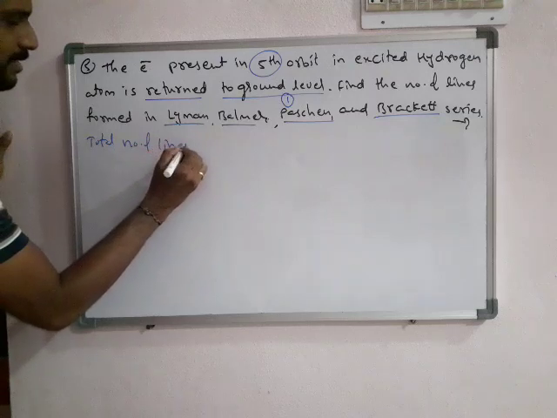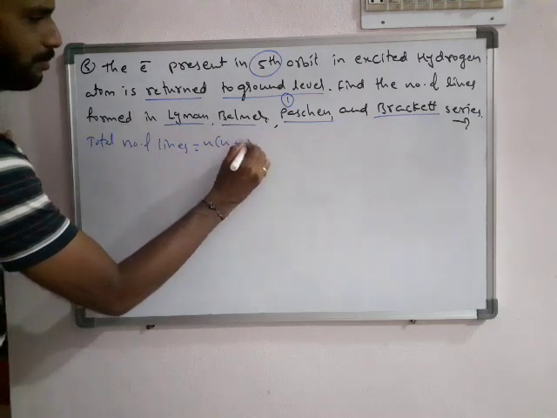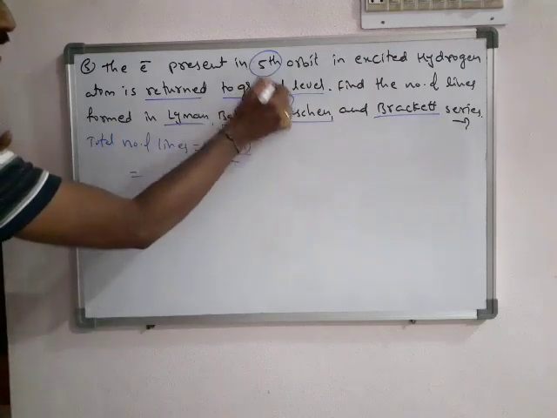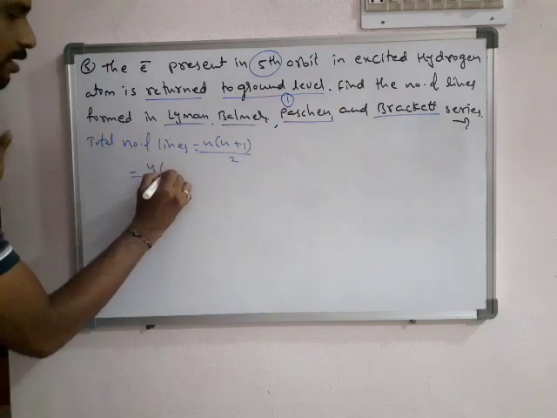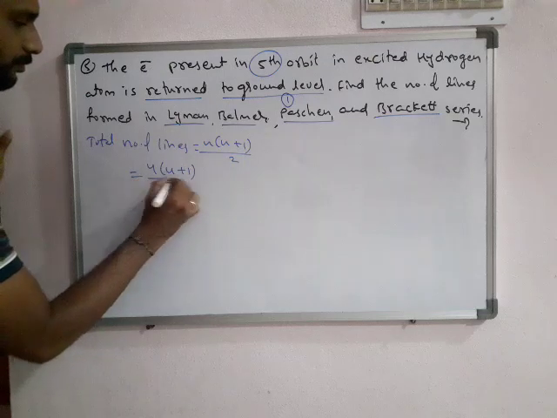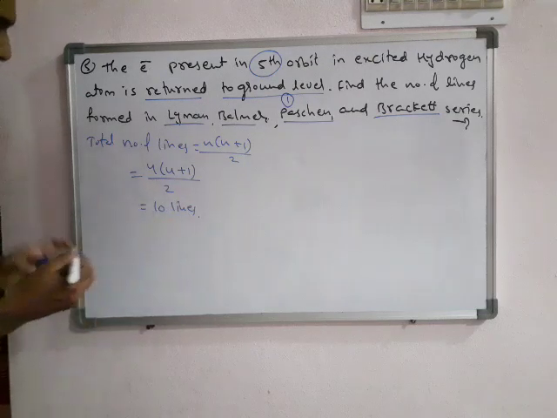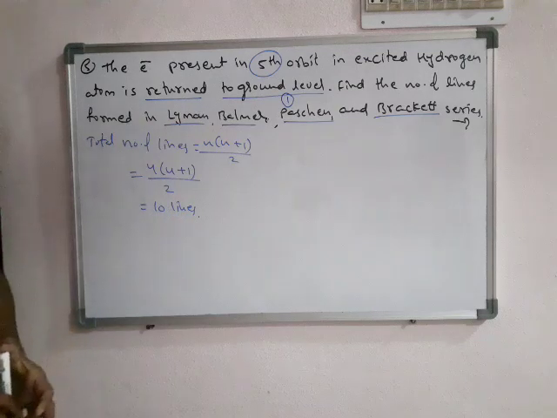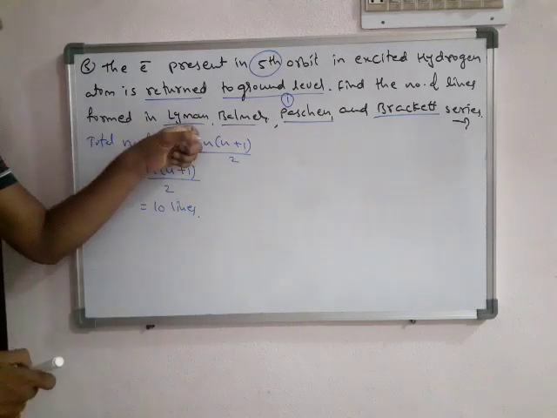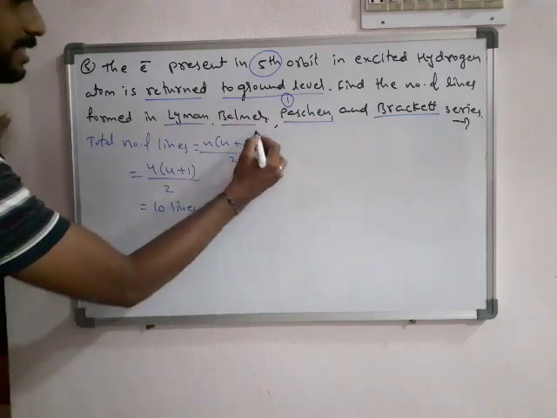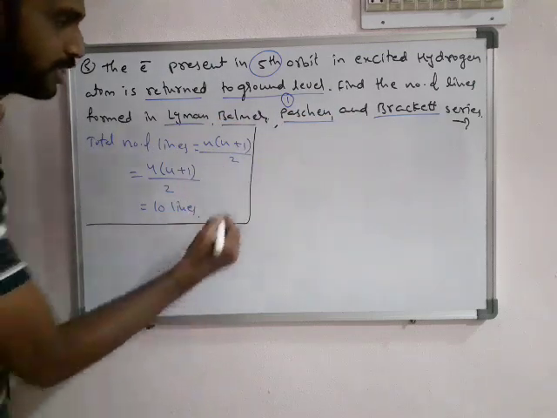Total number of lines equals N into N plus 1 by 2. N means n higher minus n lower, 5 minus 1, that is equal to 4. That equals 10 lines. But this is the total number of lines. Here it is asked how many lines in the Lyman series, Balmer, Paschen, Brackett series. So for the separate series, find out, a challenge.